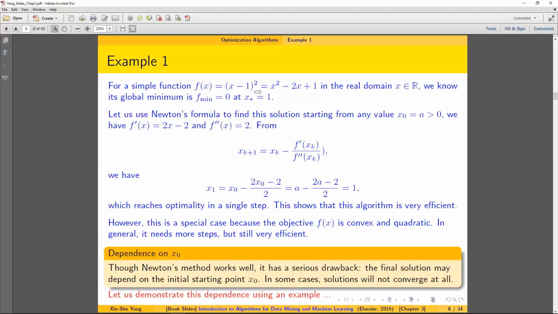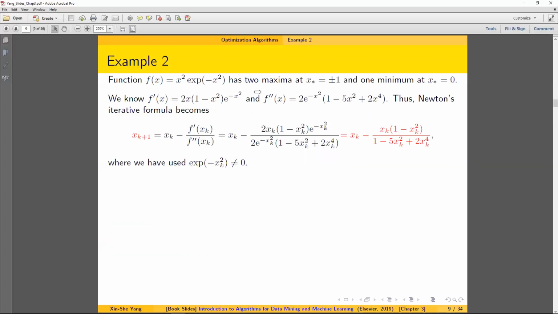Even though Newton's method works really well, it does have a serious drawback. The final solution may depend on the initial starting point of x0. In some cases, solutions will not converge at all. So let's demonstrate this dependency of the initial solution using a specific example. Let's look at this example.